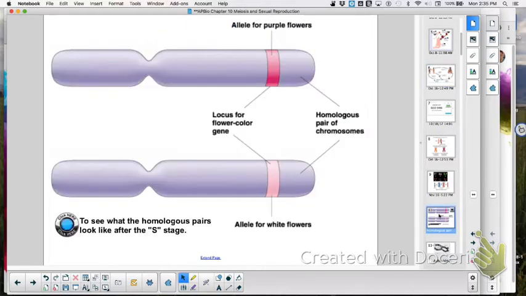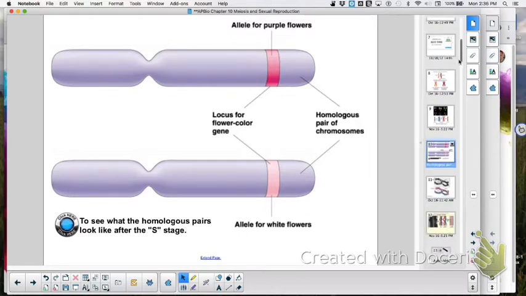When we talk about homologous pairs, they are the same size, the same shape, and they code for the same characteristics. Could you have variations in how they code for that characteristic? Yes. And those variations are called alleles. For instance, this gene is the same size, same shape, same characteristics for the homologous pair, but the alternative forms of a gene, white flower versus purple flower, those are alleles. Blue eyes versus brown eyes, tall versus short, round versus wrinkled, right? All of those are alleles.